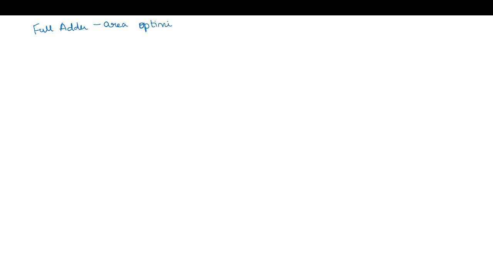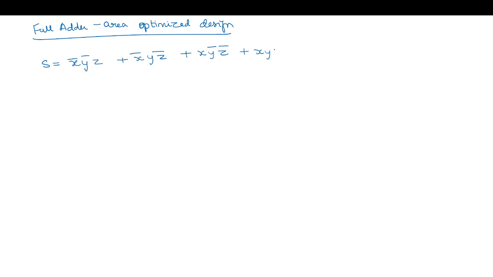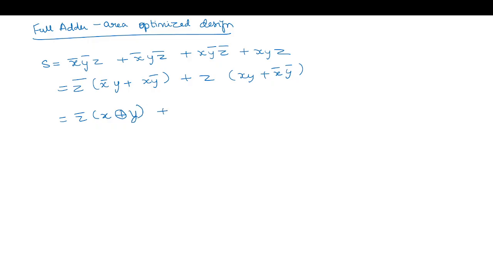Now, can we use a half adder to design a full adder? That we will be seeing. So we saw that sum is nothing but x bar y bar z plus x bar y z bar plus x y bar z bar plus x y z. In this, if we take z and z bar common, we will obtain XOR, and this is XNOR. So this is z bar XOR, and this is z. So this is equivalent to x XOR y XOR z.